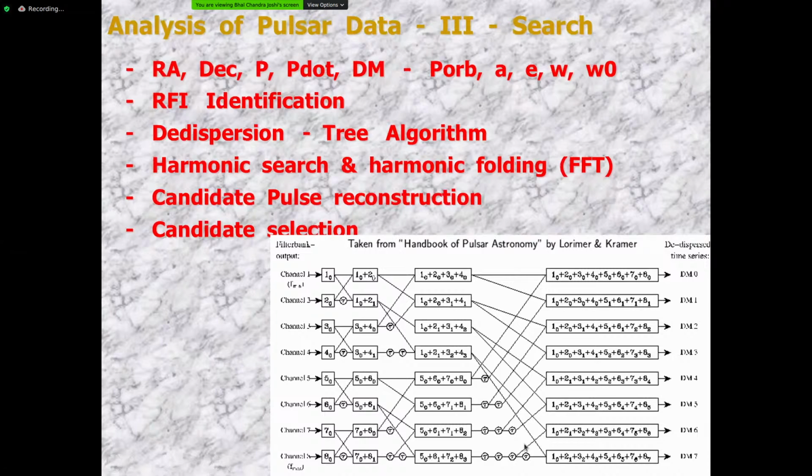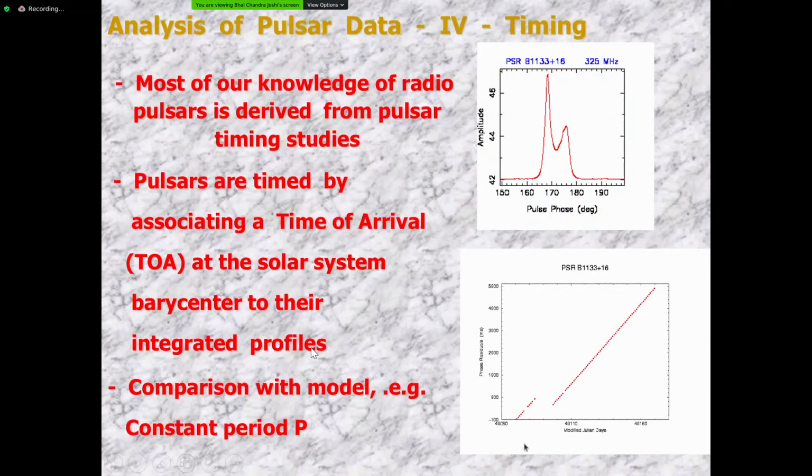Once you have de-dispersed the time series for a given DM, you will do a harmonic analysis to determine its period and period derivative. So essentially, this is how the de-dispersion is done for trial DMs, DM0 to DM7. Each of these time series is then Fourier transformed, and you look in the harmonic domain to find out the periodic signal if it exists, and then you reconstruct this periodic signal. This is the typical way the pulsar search is carried out. Again, details you can ask me later on.